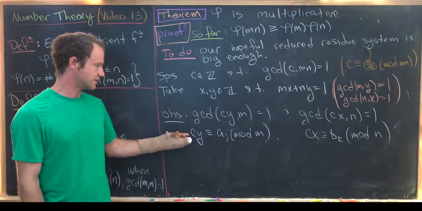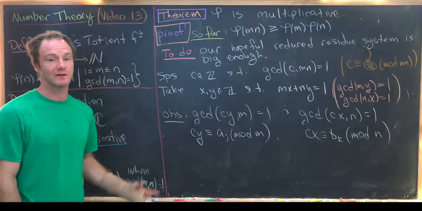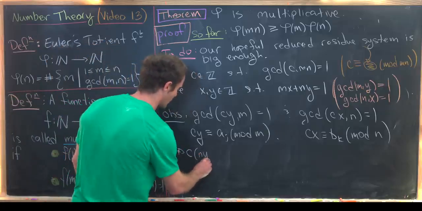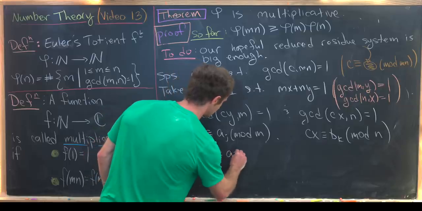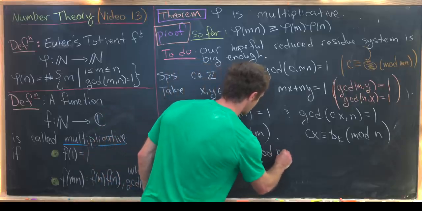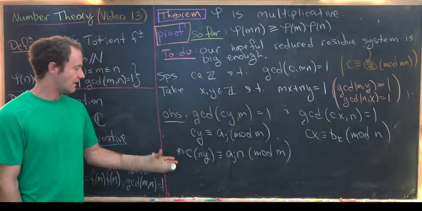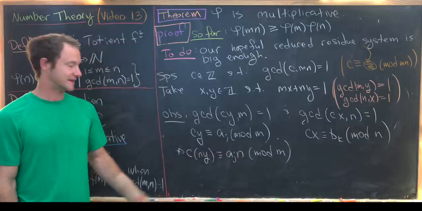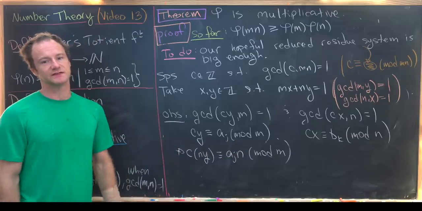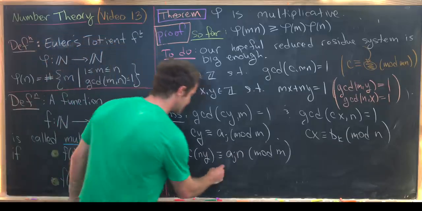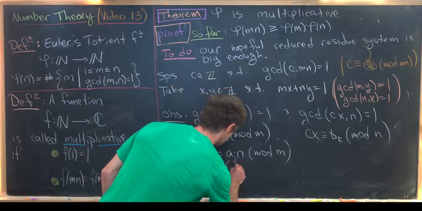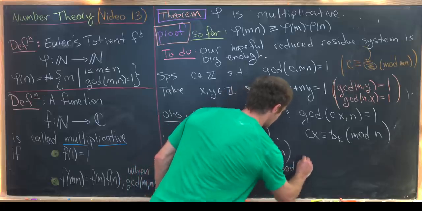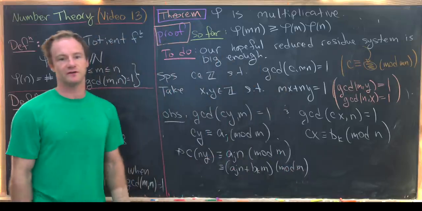So let's take this congruence, which followed from our observation, and multiply it by n. So notice that that is going to give us c times ny is congruent to a_j times n modulo m, like that. And then from here, we can freely add a multiple of m to the right-hand side. And that doesn't change anything because m is congruent to 0 mod m. So notice this is going to be congruent to a_j n plus b_k m mod m. Again, we just multiplied this fancy version of 0.